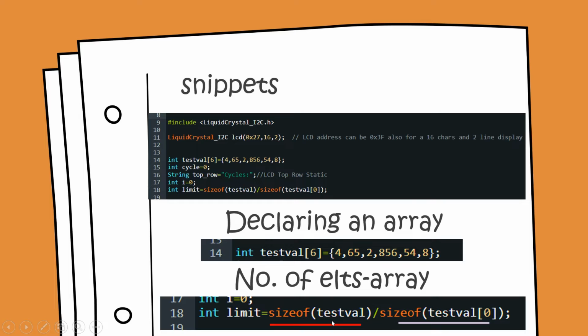If you use sizeof testVal, then you actually get the number of bytes in memory which the array is occupying. So we would need to use these two statements: sizeof testVal, which gives the number of bytes of memory used to store this entire array, and sizeof testVal[0], which gives us the number of bytes used by a single element of this array. Dividing this gives us the number of elements in this array. So with this background information, let's move on to the code.